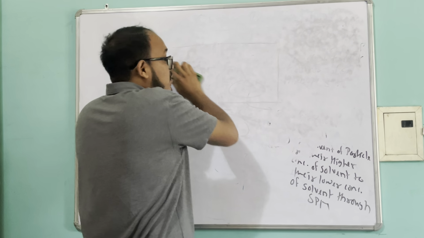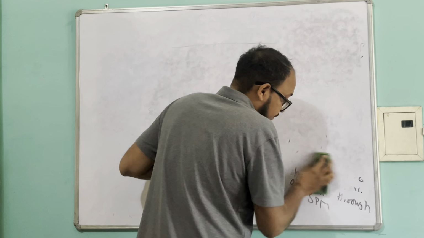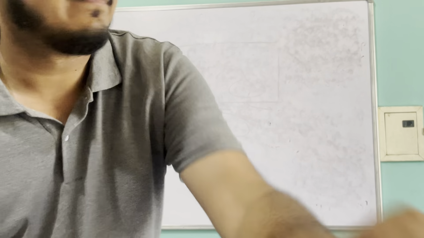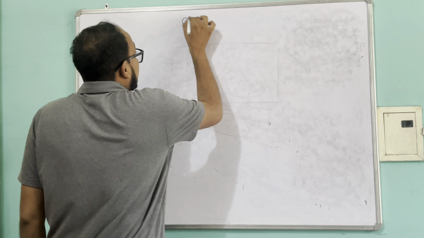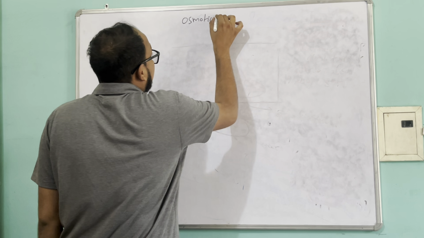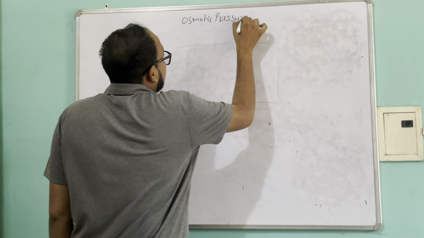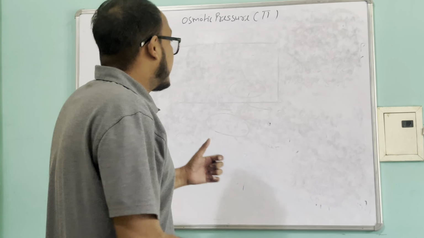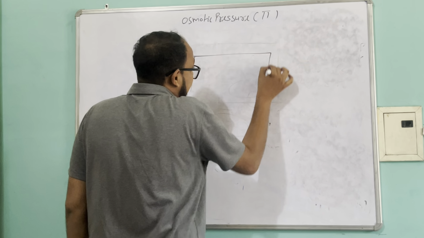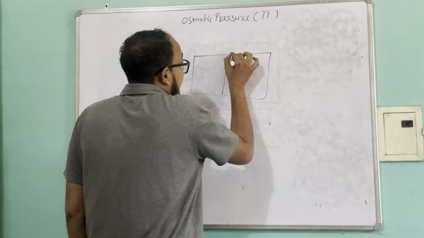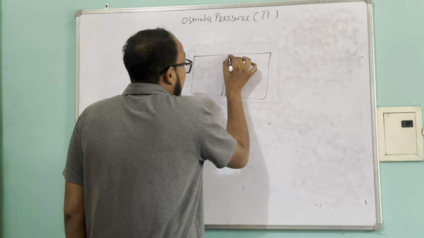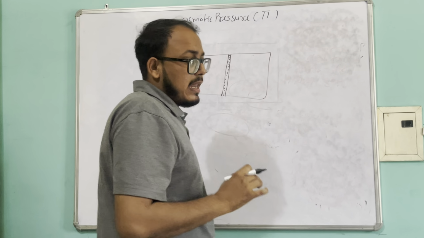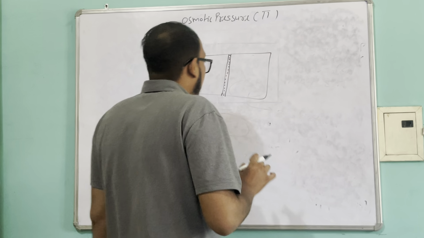We have already discussed osmosis and osmotic pressure. Now, the osmotic pressure is denoted by the symbol pi. So what is osmosis? Again, we have taken a chamber with two compartments. Here there is a semi-permeable membrane having very small pores. So what will happen?